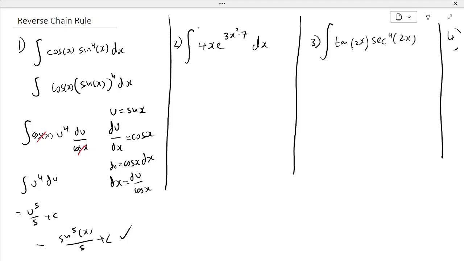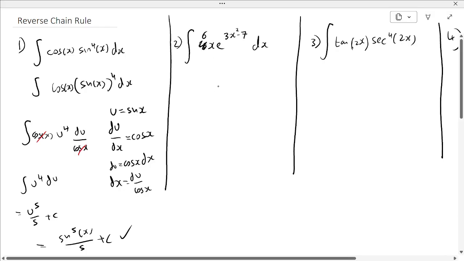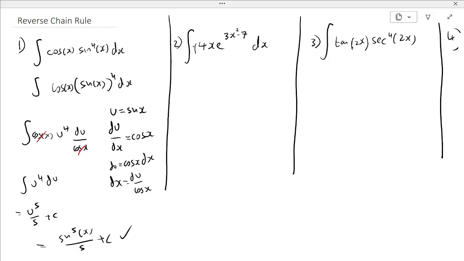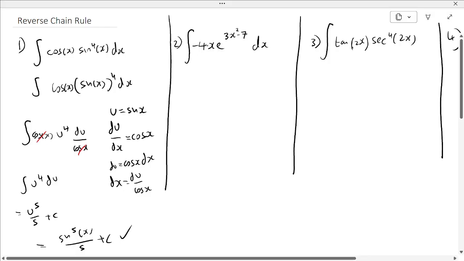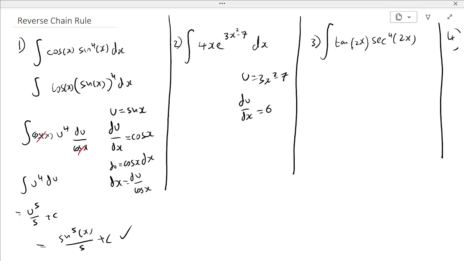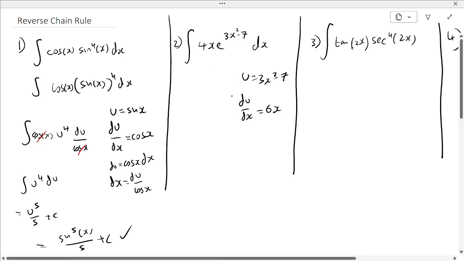You might be thinking, oh, that's not quite it either, right? If this is a 6x, that'd be good. If you're off just by being multiplied by a constant, you're fine. It's still going to work. So this could be a 14, this could be a -4. It doesn't have to be exactly right, because if u was 3x squared minus 7, the derivative is just 6x. It's only off from 4x by multiplying by 3 over 2, so that's fine. So we can go with this.